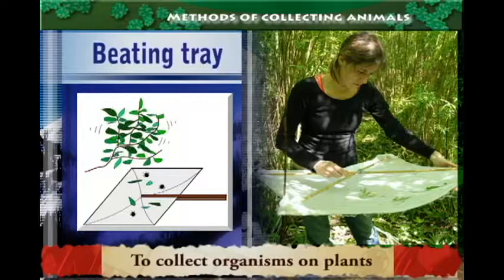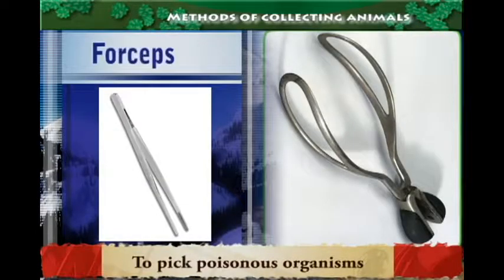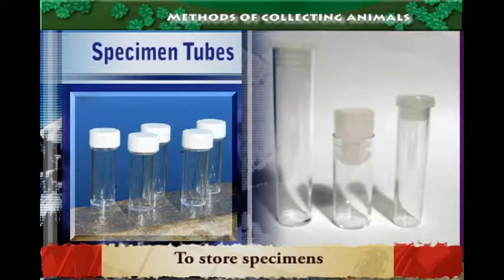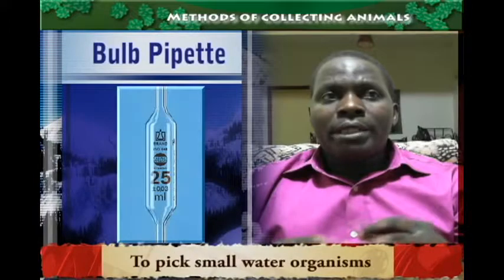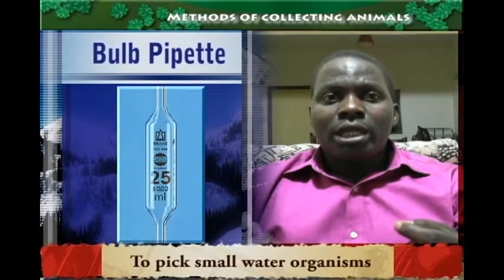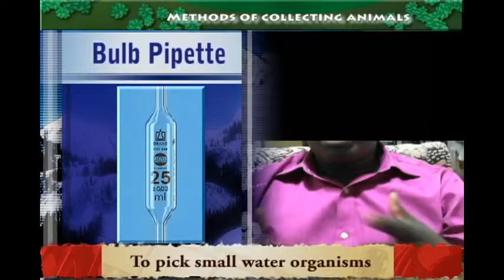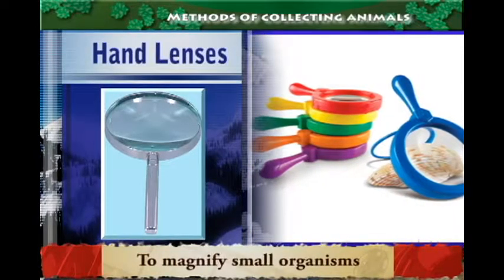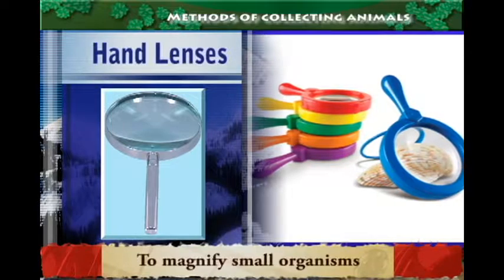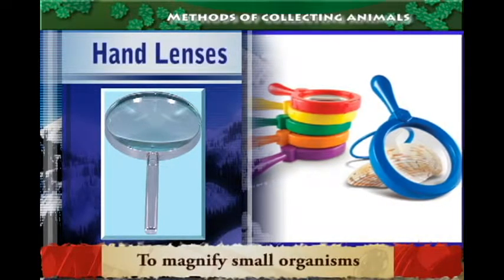So those are the different materials and also the different methods that we use to collect the organisms that we want to use in the formation of a dichotomous key. We have said that we can use a forceps, and a specimen tube that helps us to collect organisms into the tube. We can use a bulb pipette, for example, for organisms that are in water like insects. We can use a malaise to help us to observe those small insects that we cannot see clearly.